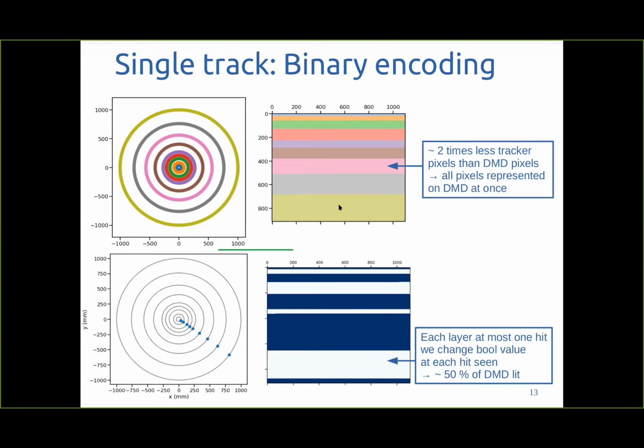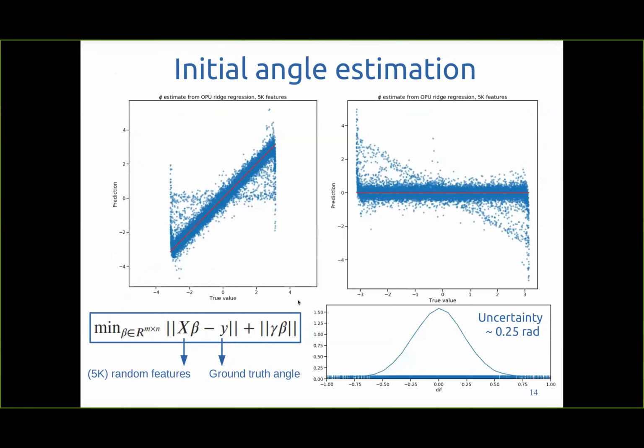one per layer. Now, the problem is that the OPU works best if you have more or less 50% of the pixels hit. So we have to find a way to light more pixels. And what we came up with was that each time we encounter a hit, we switch from true to false and conversely, so that in the end, we have more or less 50% of the pixels on. Okay, we have our discretization, we pass it through the OPU, and we start the machine learning problem. And as I said, we use some ridge regression on the ground truth angle first.